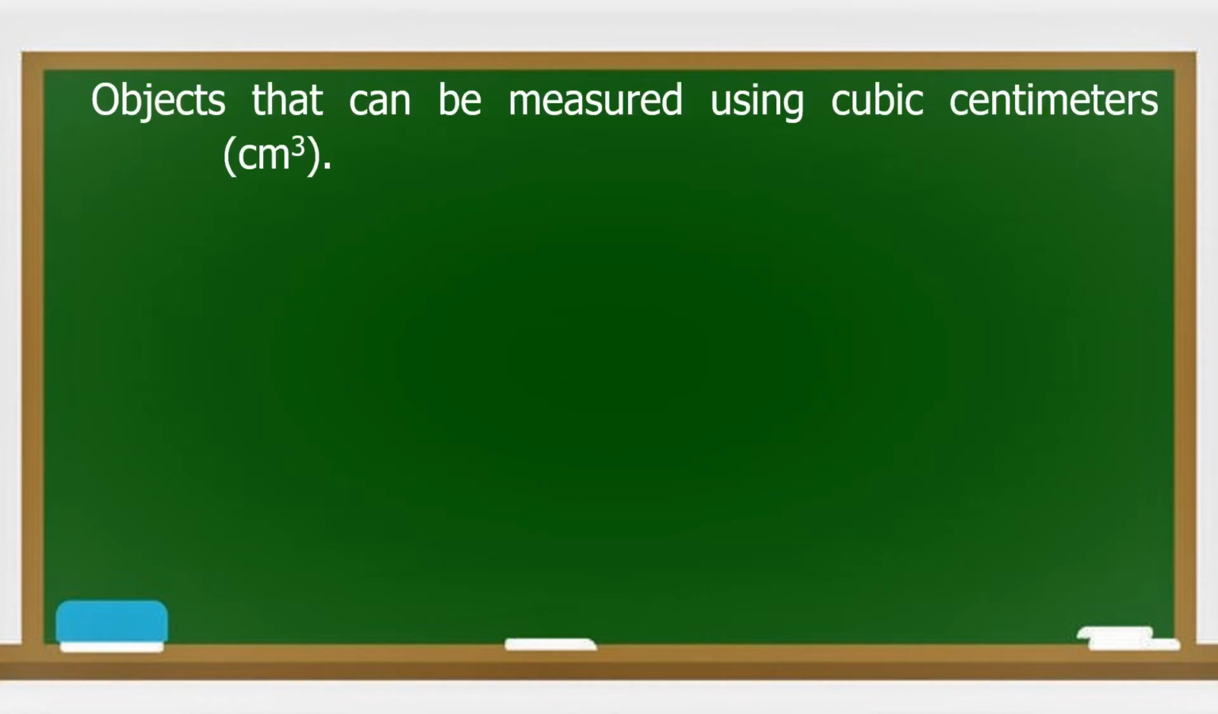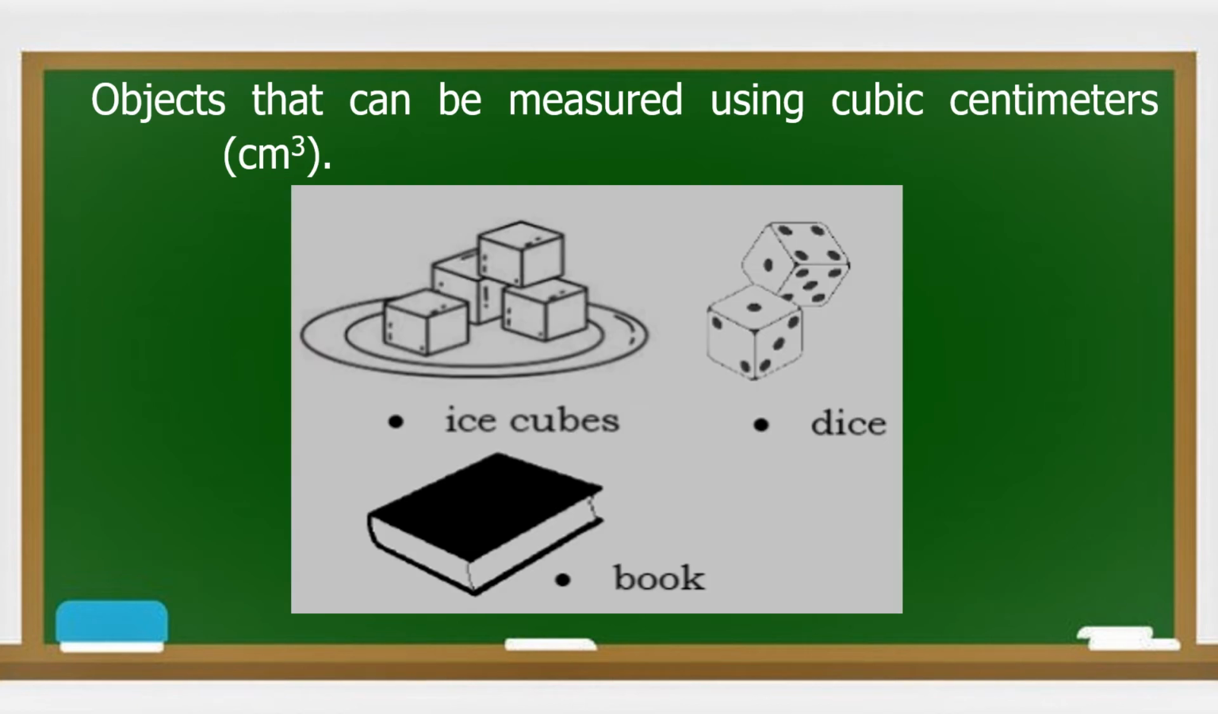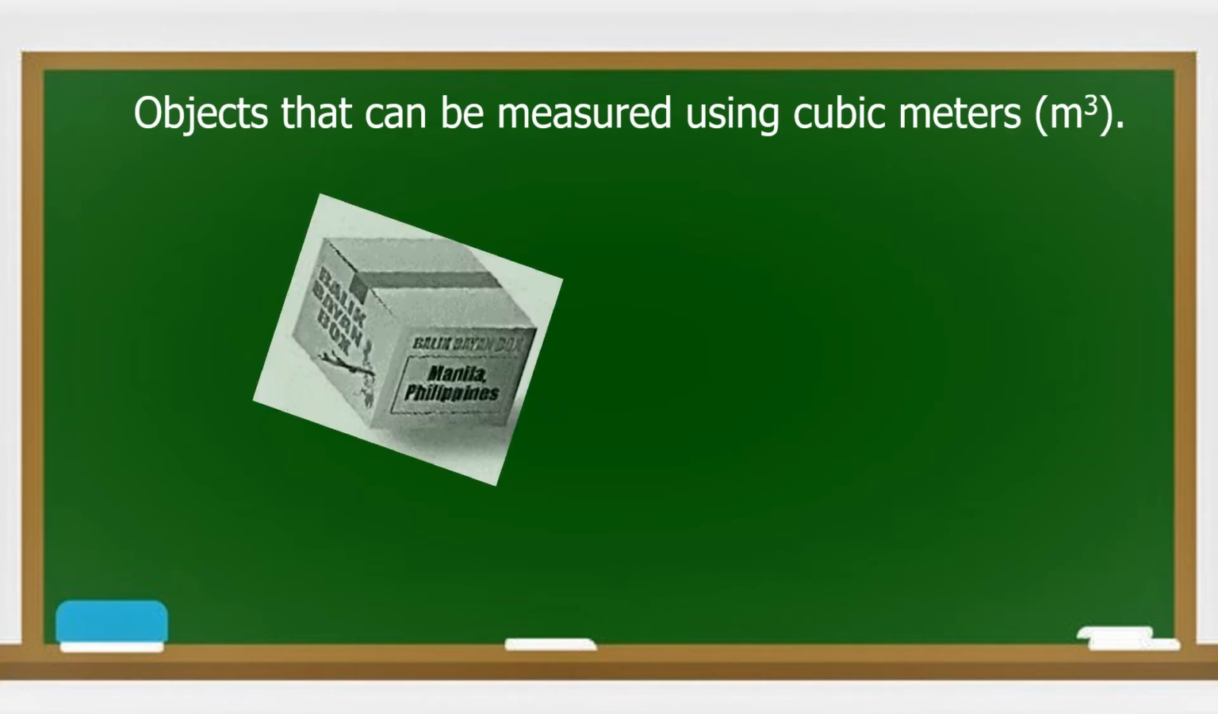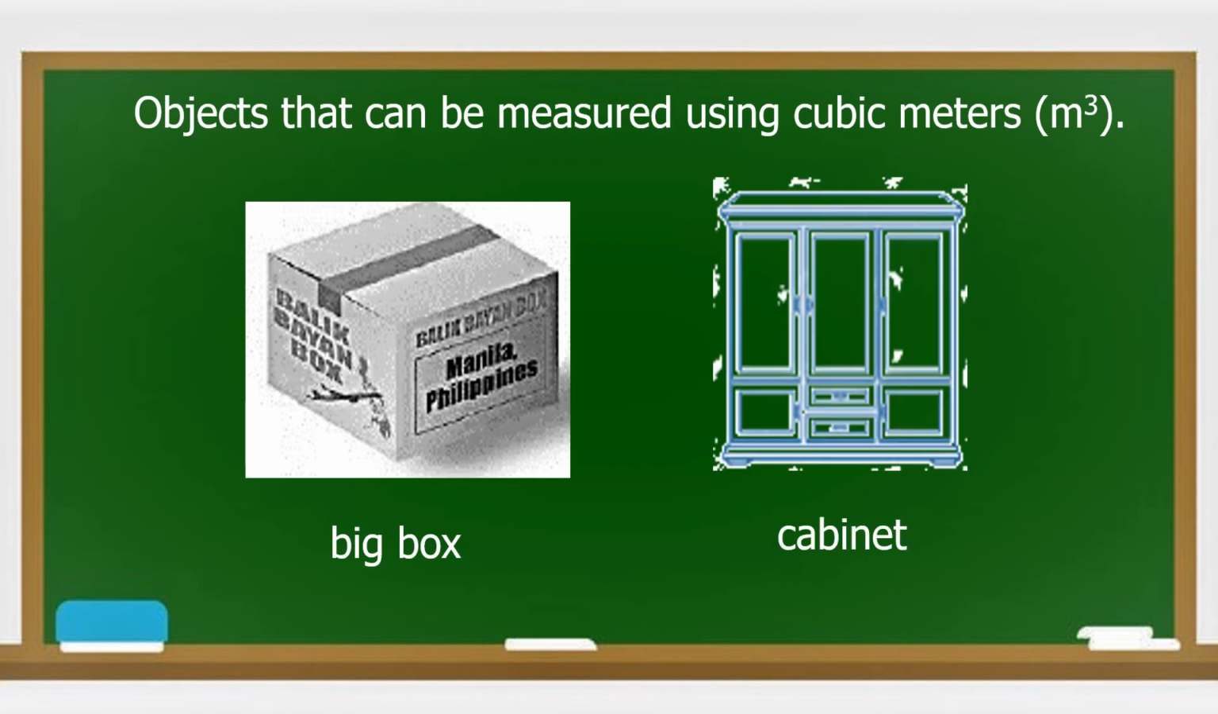Objects that can be measured using cubic centimeters: ice cubes, dice, book. Objects that can be measured using cubic meters: big box or cabinet.